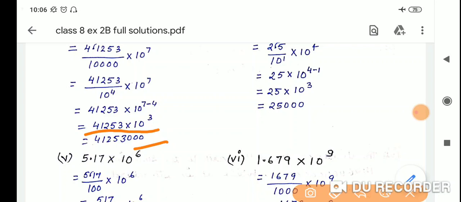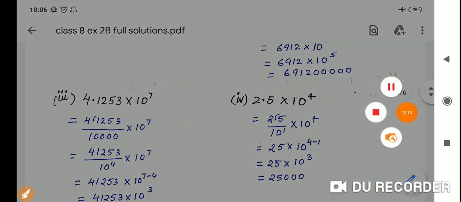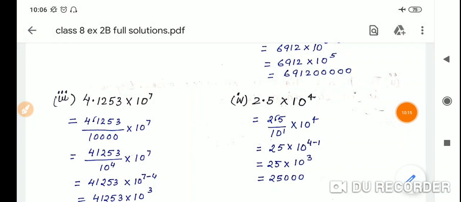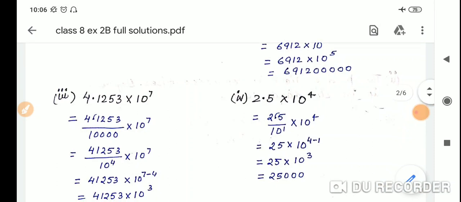Clear? Now coming to the fourth part, it is 2.5 into 10 raised to the power 4. So 2.5, one decimal place, so 10 will be here, then into 10 raised to the power 4. So 25 into 10 raised to the power 4 minus 1. So 25 into 10 raised to the power 3, the answer will be 25,000.